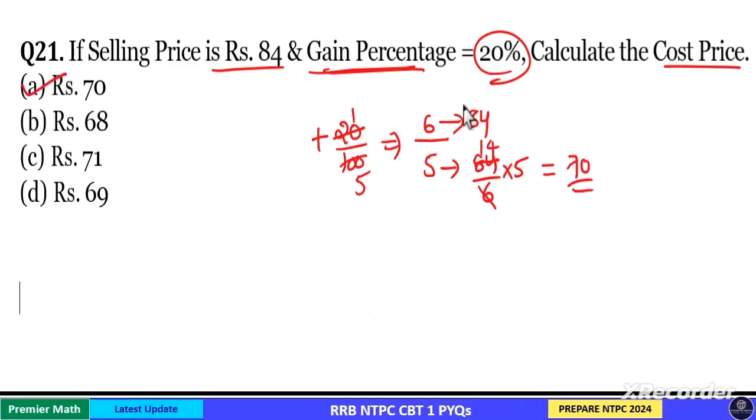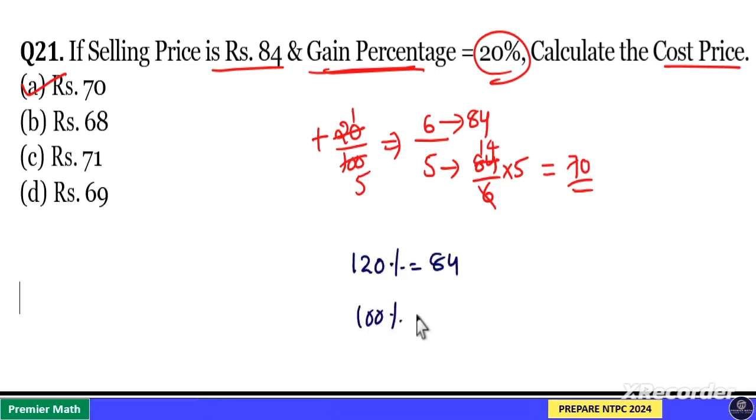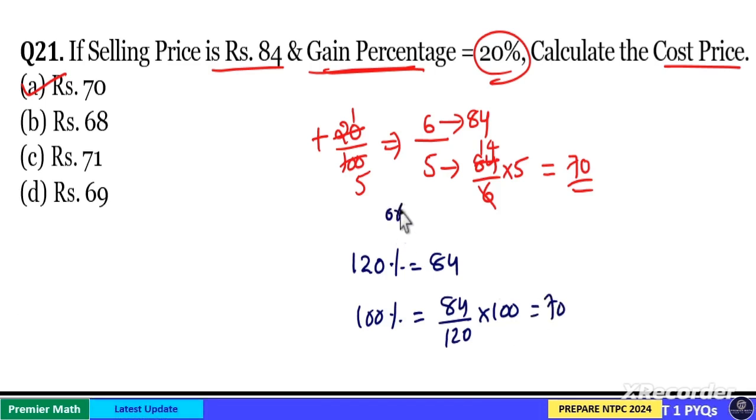Actually, this is like: gain is 20% means 100 plus 20, 120% is the selling price, which is 84. Then 100% is the cost price, which is 84 by 120 into 100, which is also 70.